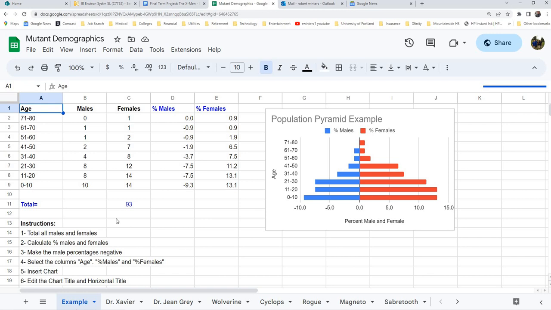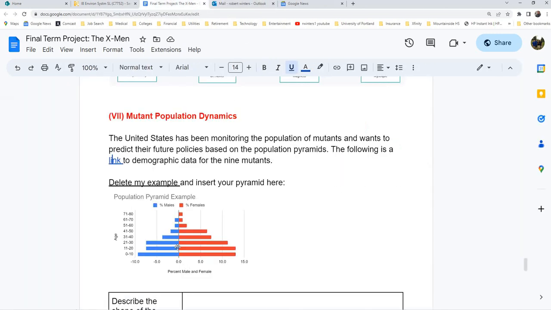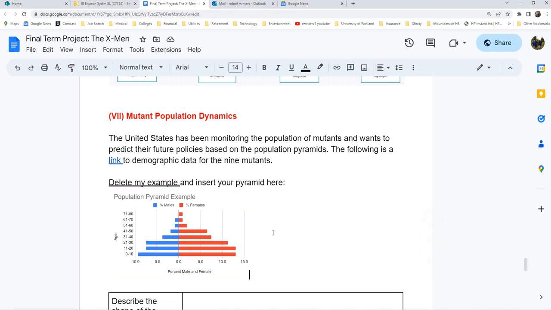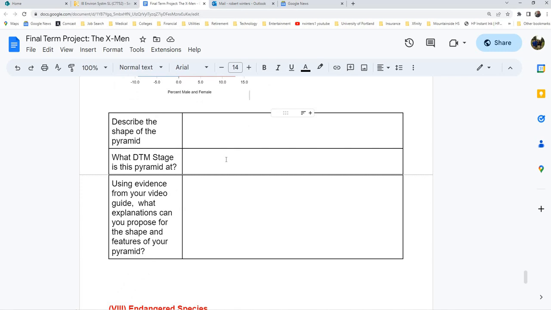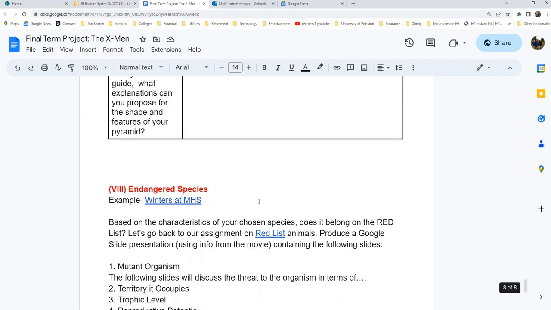It's very easy to do the pyramid. Just follow my instructions right down here. And once you have that pyramid in here, you'll click out my pyramid and paste yours in there. And then I want you to describe the pyramid here using the knowledge that you've learned about the base and the sides and all kind of outstanding bulges and so forth.